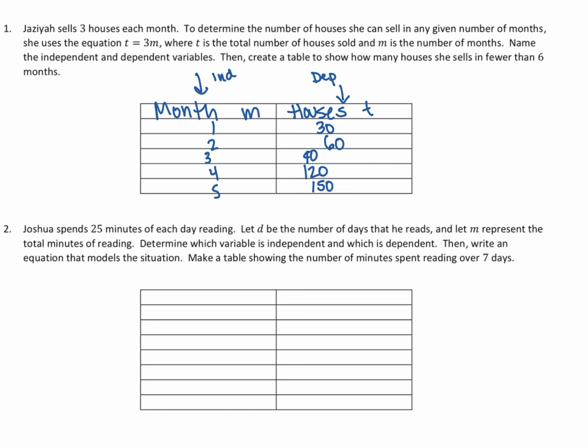So the minutes changes based on the days, which means the minutes is our dependent variable, and the days are independent. Days is represented by D, and minutes is represented by M. He spends 25 minutes reading each day. We want to go over 7 days.